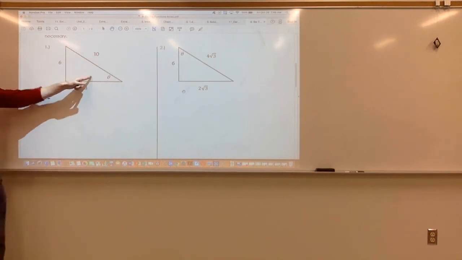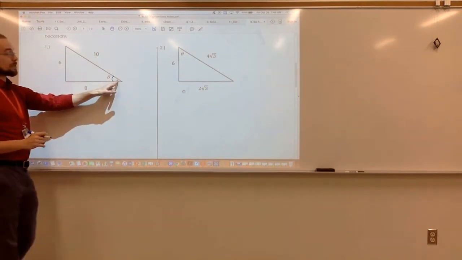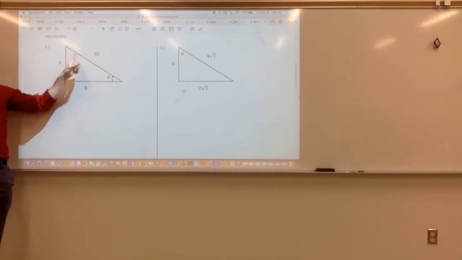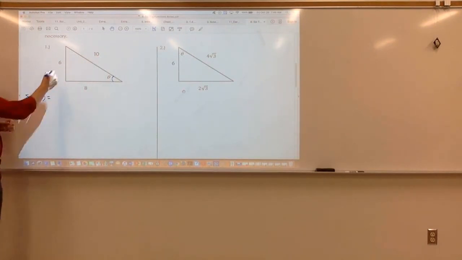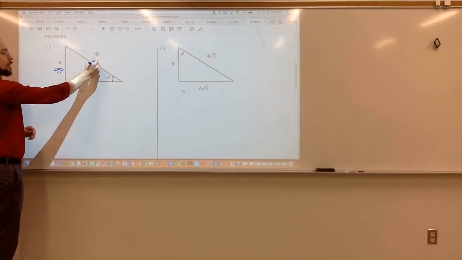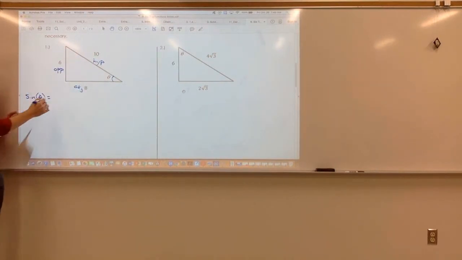What would the sine be? What's the sine of this angle? I guess first we should label our sides. Opposite, adjacent, hypotenuse. So the sine of this angle would be 6 over 10. Does that reduce? It's 3 over 5.